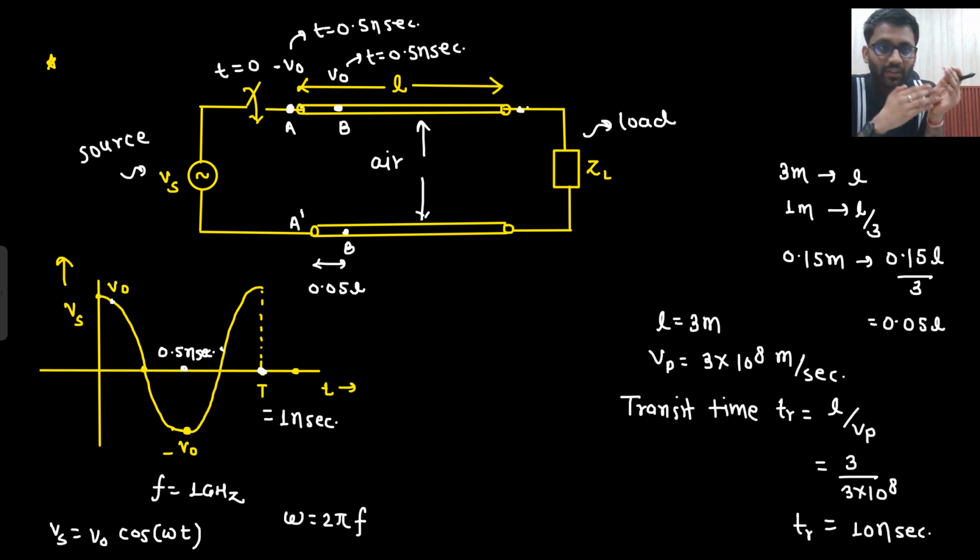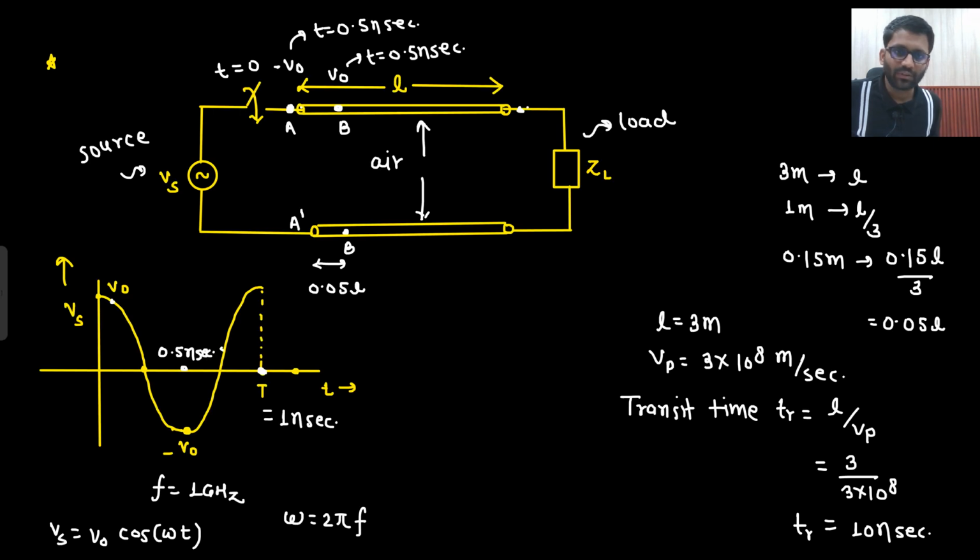So if it is taking 10 nanoseconds, then we got to know that it will take 10 nanoseconds to go from point A to here. Then what did I do? I analyzed it at 0.5 nanoseconds. At 0.5 nanoseconds, I got to know that at this A dash point, you are having minus V naught. But at BB dash, that means at 0.05 L distance, this V naught would have traveled 0.05 L distance. That means at BB dash, you are having potential V naught. Since there is a potential difference, there will be current flow. Where will the current go? That we will see. Do not worry about that.